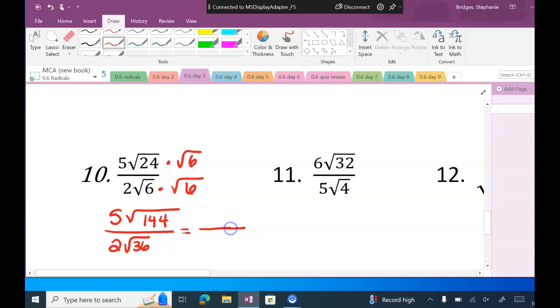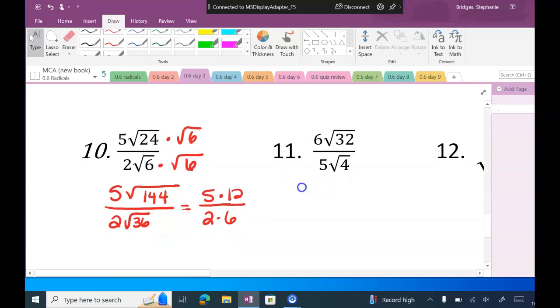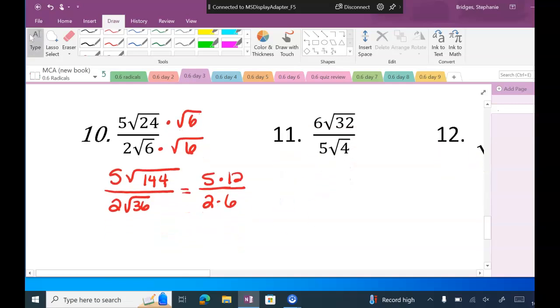What do you notice about the square root at the top? It's a perfect square, right? What is the square root of 144? 12. And then at the bottom, the square root of 36 is 6. All my radicals disappeared this time, didn't they? Let's keep going. What's 5 times 12? 60. And 2 times 6 is 12. And those can both divide by... Oh, 12 goes into 60 a whole number of times, right? How many times? 5.